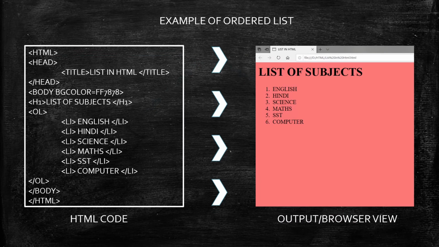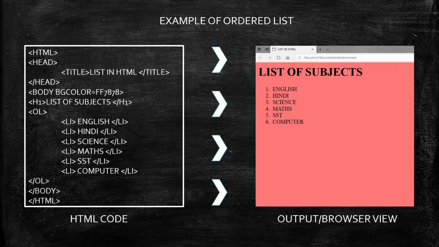Here you can see some examples. On the left hand side you can see some HTML code written over here, and on the right hand side you can see the sample output of the code. In this code, the ordered list is defined with the help of this OL tag. So you can see the reflection on the web view or the browser view.